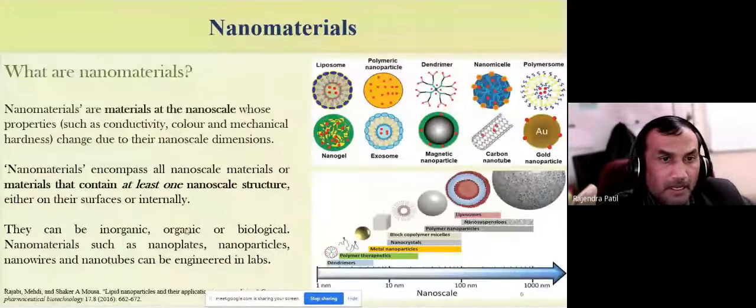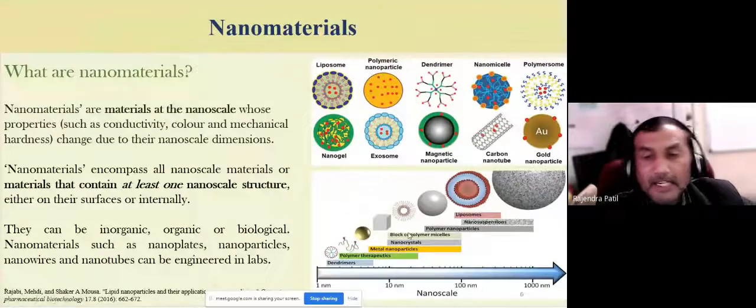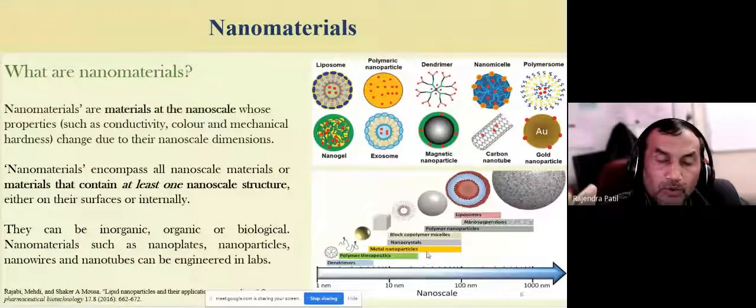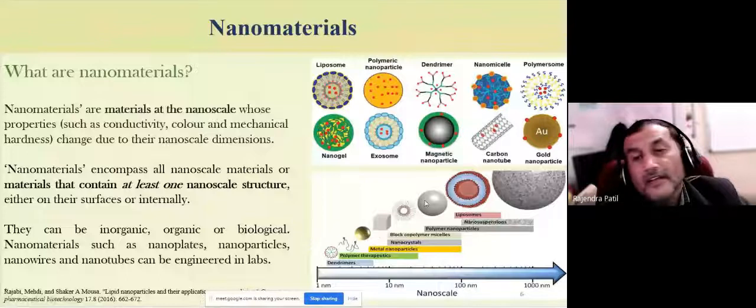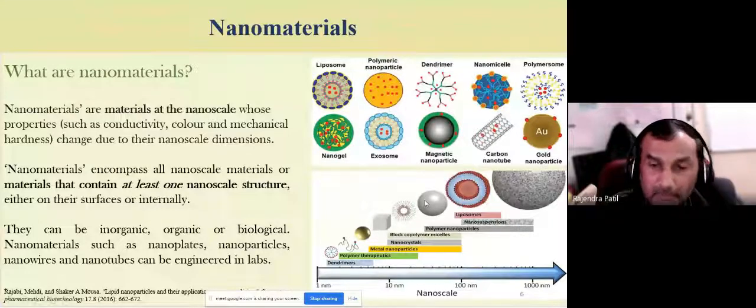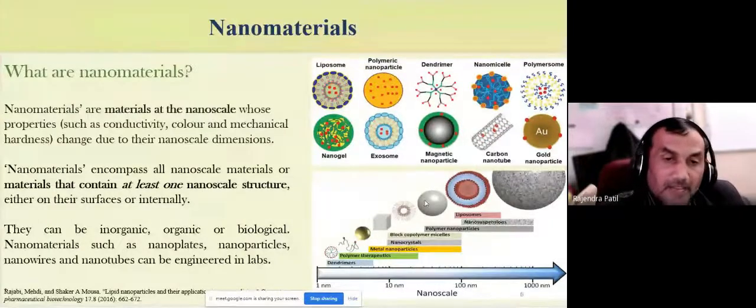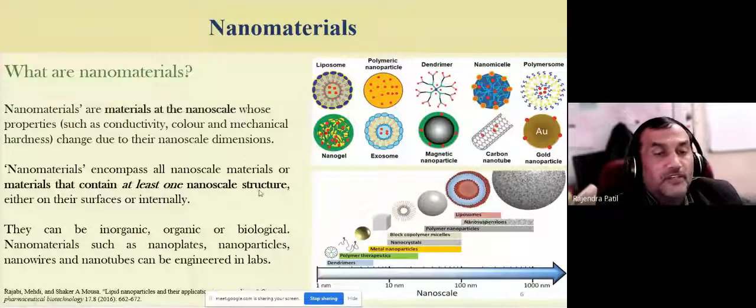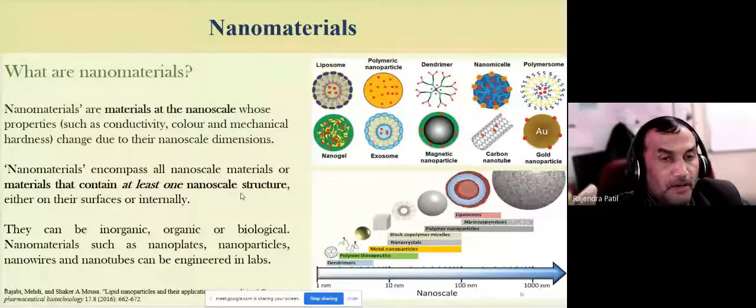Now, let me give you a glimpse of how, at the scale of a nanometer, the various nanomaterial sizes are structured or distributed. As I said, nanometer encompasses all nanoscale material that contains at least one nanoscale structure. That is the more commonly pursued definition of nanomaterial.